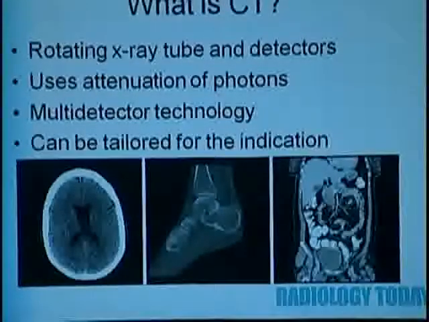So what is CT? Again, it uses the rotating X-ray tubes and detectors and utilizes the attenuation of the photons as they pass through the body. And then we use some complicated math to produce a grayscale map, which we see as images. And currently we use multi-detector technology, which allows for much faster image acquiring as well as better pictures. And importantly, CT may be tailored for the indication. So that means we have to have an appropriate indication, and it can help us get better images.